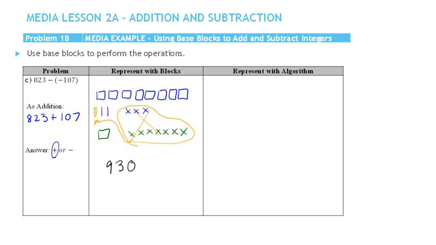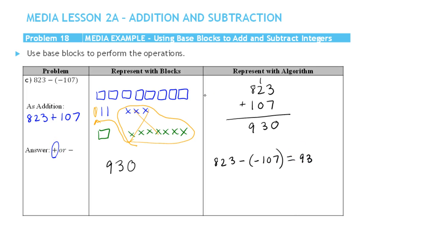Okay. So with the algorithm, we would write 823 plus 107. 7 plus 3 is 10, so 0 ones and carry the 1. Then we have 3 tens and 9 hundreds. So let's write the full problem, and we'll use the initial problem. 823 minus negative 107 equals, and remember it was 2 positive, so our answer is positive, 930.